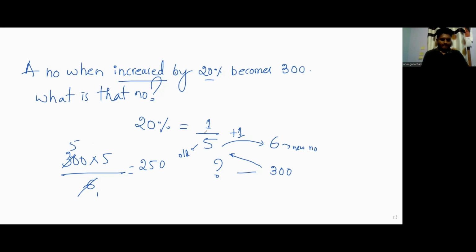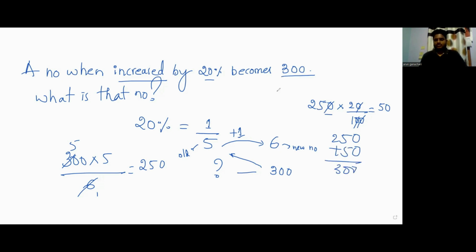Is there any other way we can do this, sir? We can, using options actually. That's one more way. Take your options one by one. Let us say there was an option called 250. We'll increase 20% of 250. What is 20% of 250? We'll use our formula. 20% of 250 is, we'll cancel this 0 and we'll cancel this 0. 20% of 250 is 50. So if we add 50 to 250, it will turn out to be 300. 300. This is one more way.